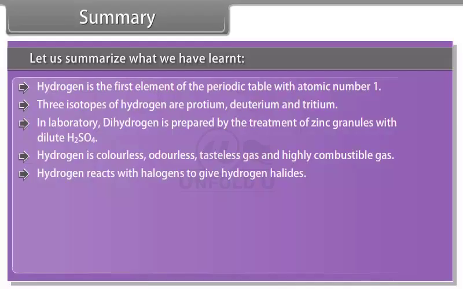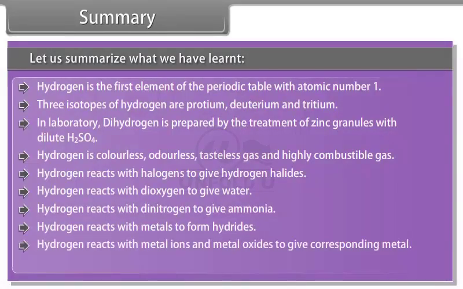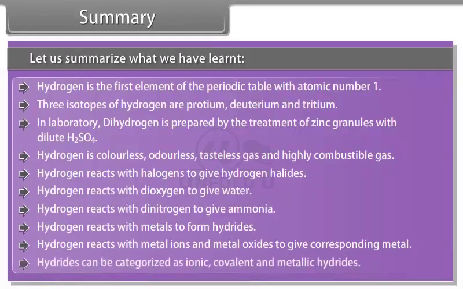Hydrogen reacts with halogens to give hydrogen halides. Hydrogen reacts with dioxygen to give water. Hydrogen reacts with dinitrogen to give ammonia. Hydrogen reacts with metals to form hydrides. Hydrogen reacts with metal ions and metal oxides to give corresponding metal. Hydrides can be categorized as ionic, covalent and metallic hydrides.